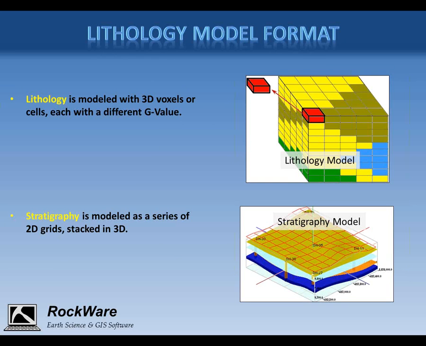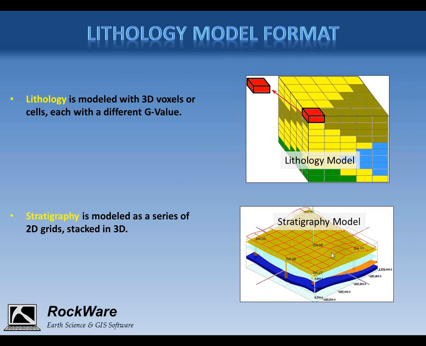Let's take another look at the models. Here I've broken out a representation of the model. You can see we're using these little blocks here. Each of those blocks is assigned a numerical value and a color, and that numerical value is that G value that we were talking about earlier. And so each of these colors or values is a function of its X, Y, and Z location in the model.